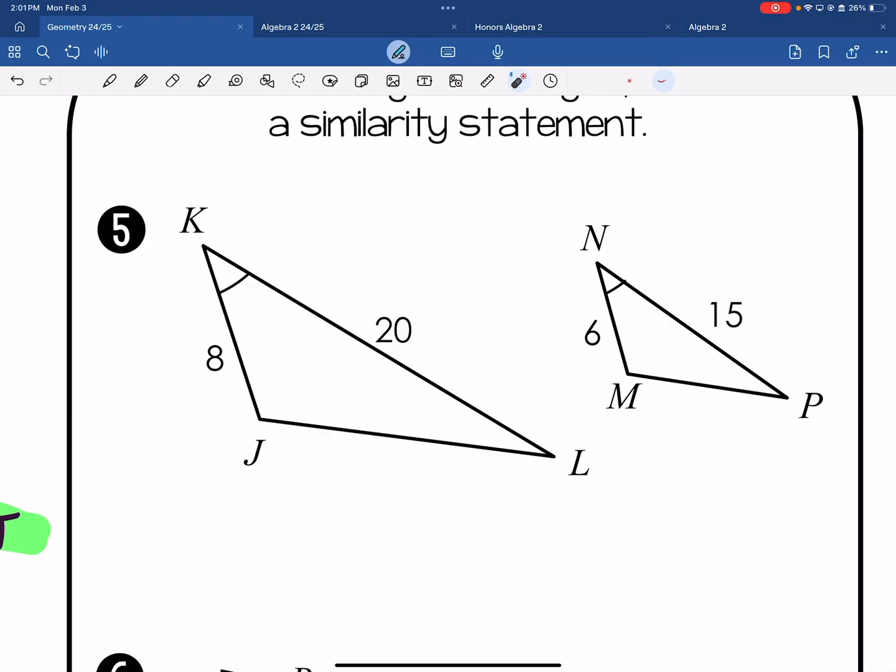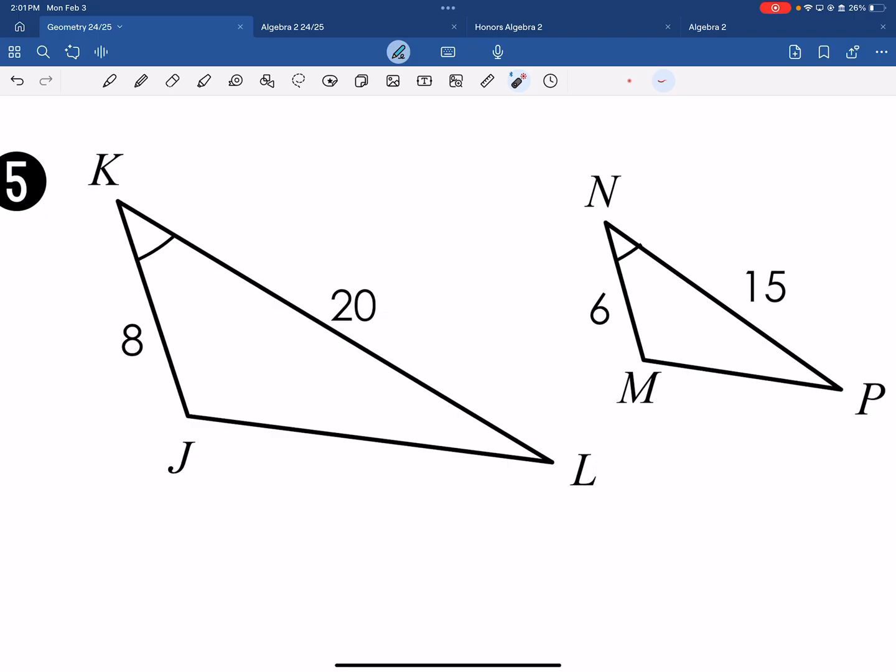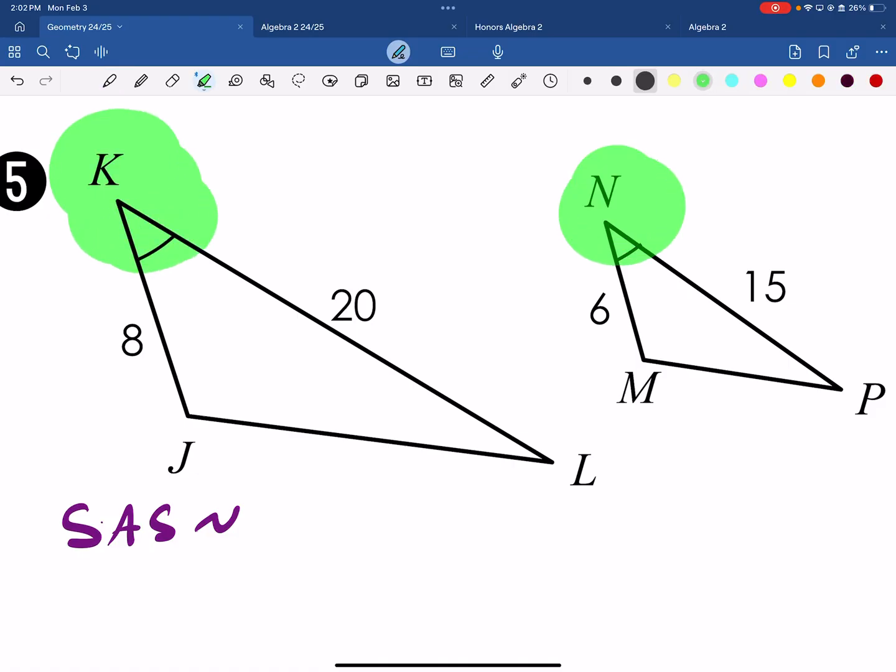You're given one angle and two sides. If you're given one angle and two sides, like you are in this example, we're going to attempt to see if side angle side similarity works. So we have the angle. That angle is the included angle because angle K is made up of two given sides and angle N is my two given sides. So it's the included angle. So the angle's taken care of.